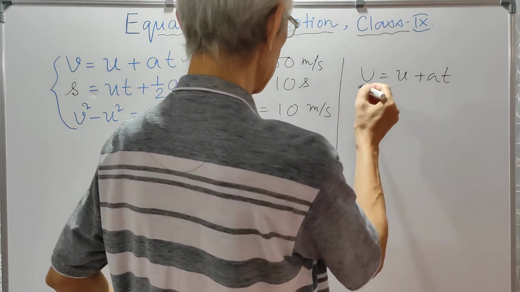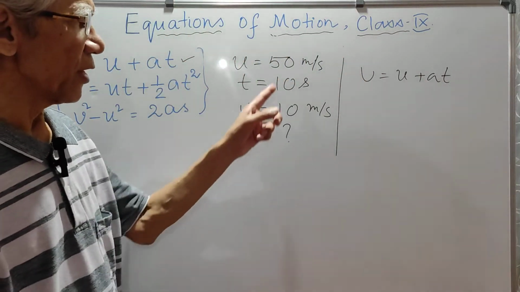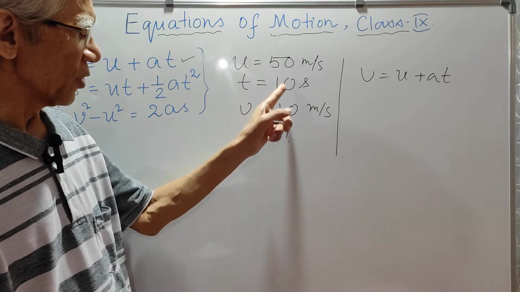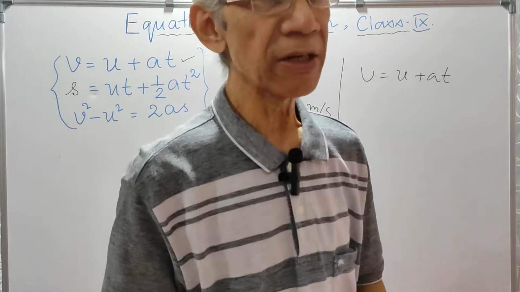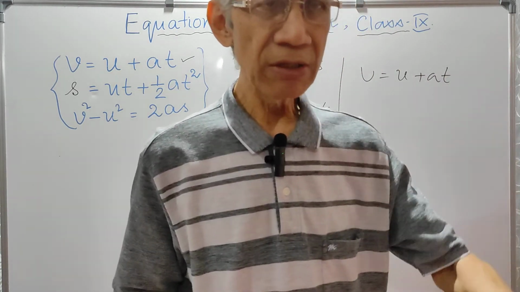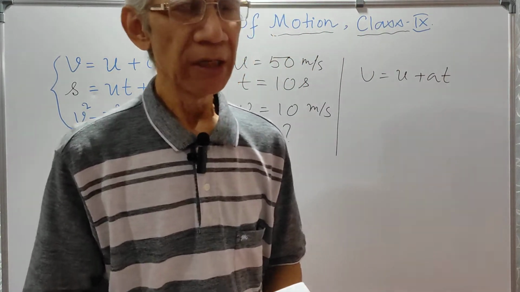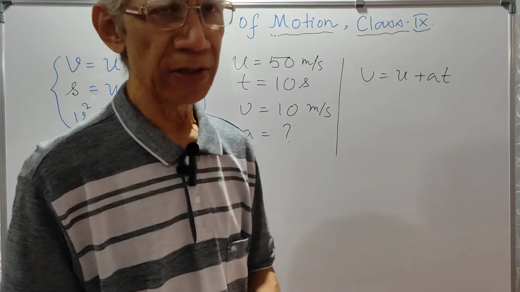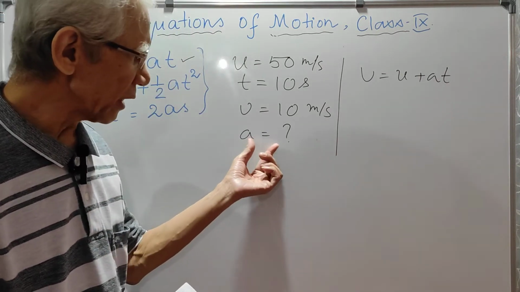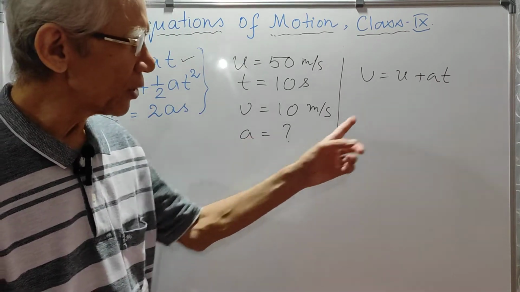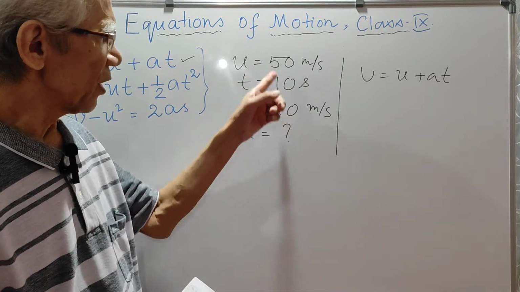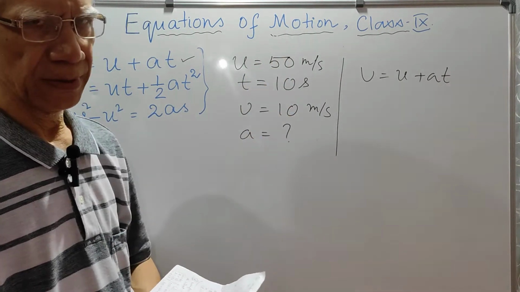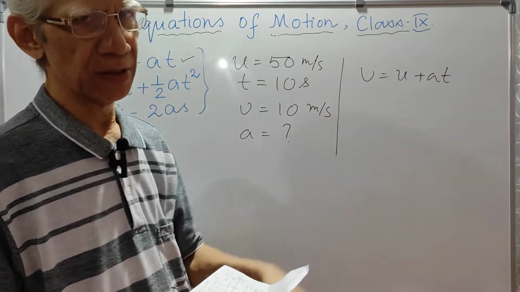Then putting the value. Now this is a case of retardation. So when velocity decreases from 50 to 10... when velocity increases, it is acceleration. When velocity decreases, it is retardation. Now retardation is also called negative acceleration. Now we have to find here negative acceleration. So you will see the answer automatically will come negative, because it is a case of retardation, decreasing 50 to 10. In the previous case, it was acceleration.